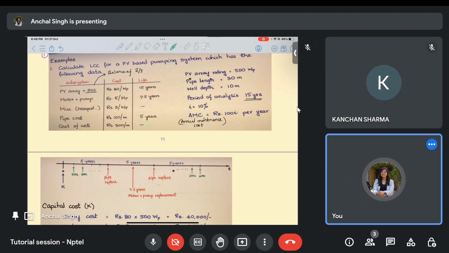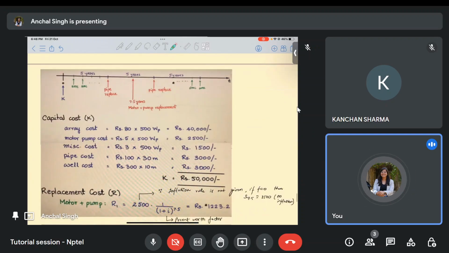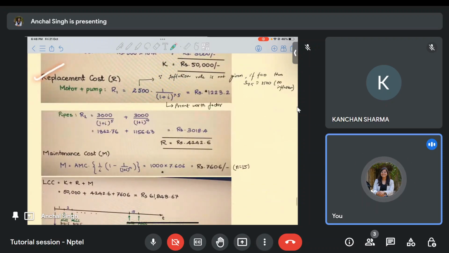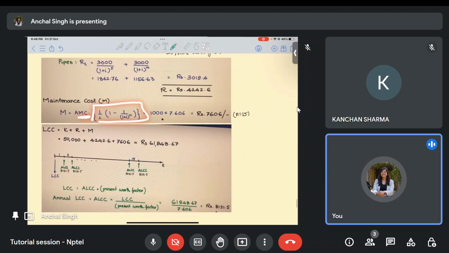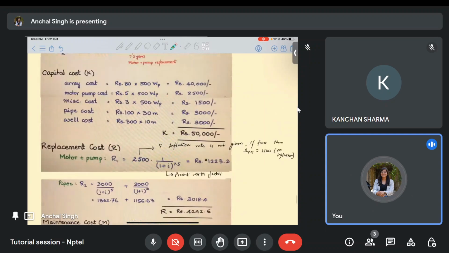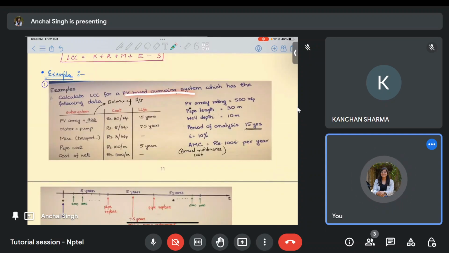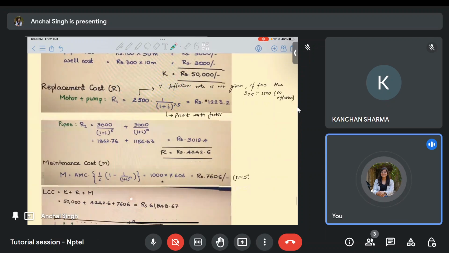So all these things, when you mark on this timeline, you calculate your capital cost and replacement cost in such a way, and the maintenance cost, since the maintenance cost is paid in installments every year, based on the discount rate that you have, you'll have to calculate the present amount of money that you need to be able to pay those installments. So you'll have to use this formula that we just discussed. So when we add all these costs together, then you will know that this is the amount of money that I need to have right now. If I'm planning to establish a PV based pumping system, I need to have this much amount of money right now.